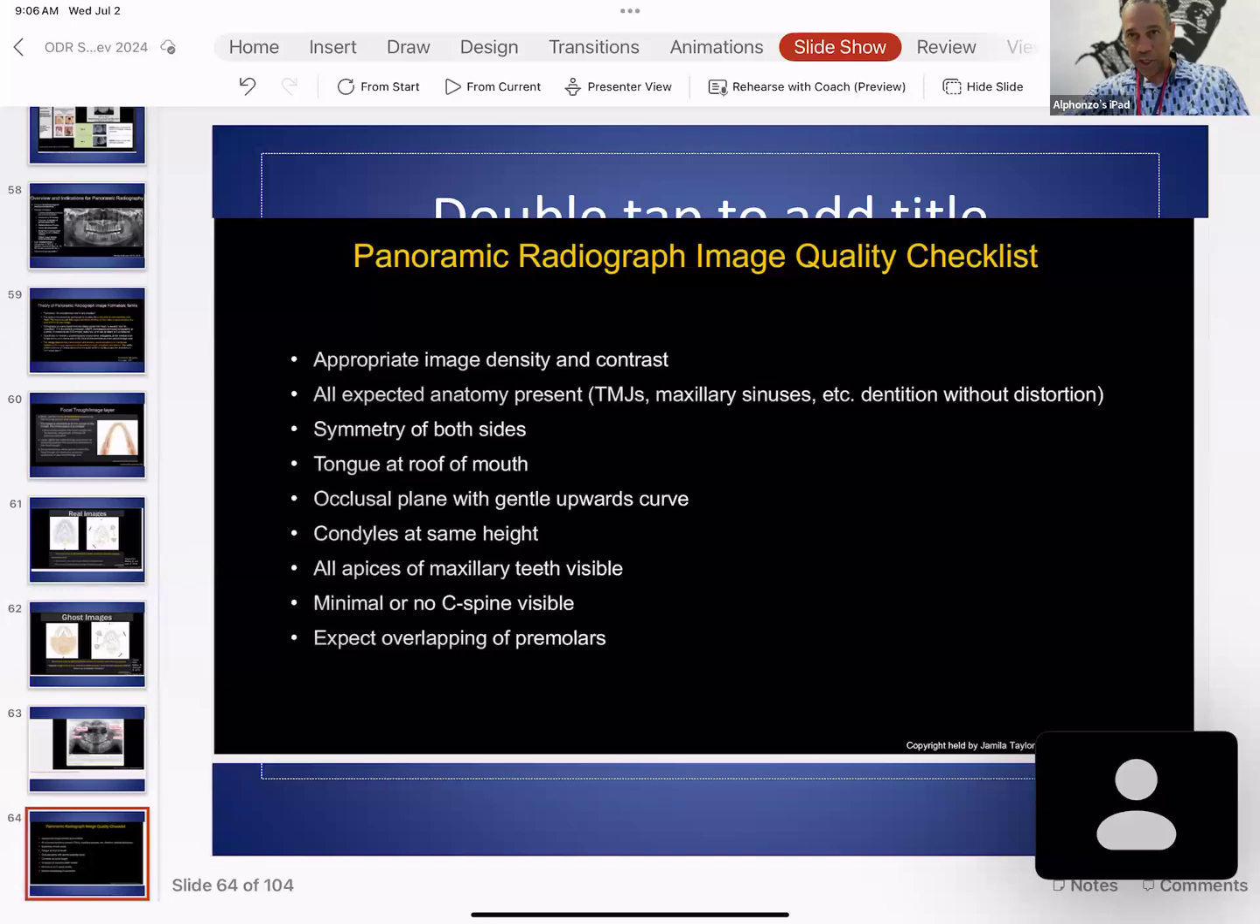Okay, these are some checkpoints. Tongue at the roof of the mouth will present with a radiolucency across the palate. Make sure you understand that. Here is a checklist for you to go through. Just make sure you understand how you get each one of these image problems.